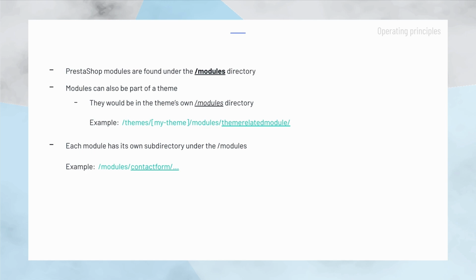So this is an example here: themes, then my theme or the classic theme, whatever the name of your theme is, and /modules. After that, you could create your own module file. So you could override basically any module template through this path. And each module has its own subdirectory under /modules. For example, our contact form resides under its own directory under the modules directory.